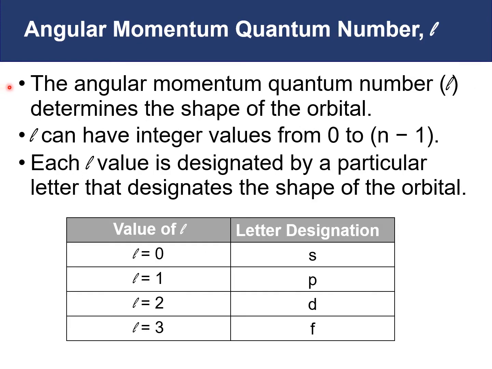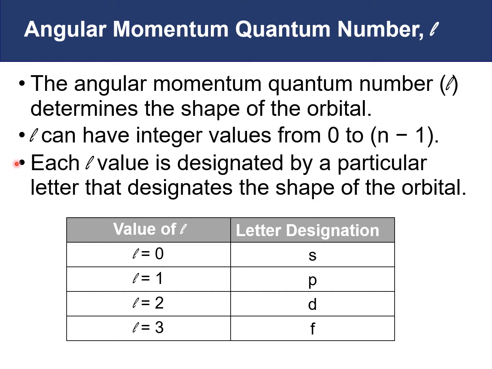The next of our quantum numbers is the angular momentum quantum number, which is represented with an L value. The angular momentum quantum number, or L, determines the shape of the orbital. L can have integer values starting at 0 and going to n minus 1, where n is our principal quantum number. So you will first determine what your principal quantum number is, and then you will determine the angular momentum quantum number.